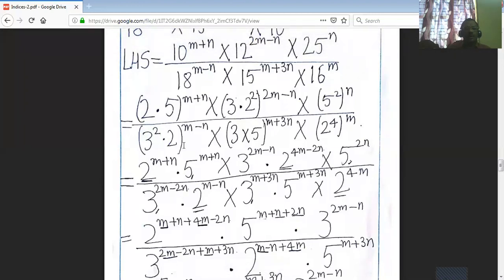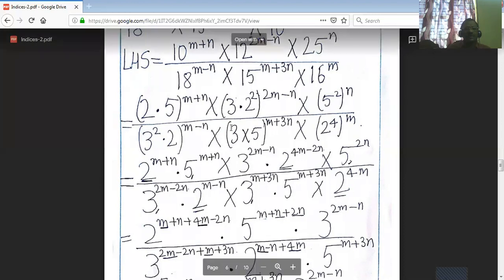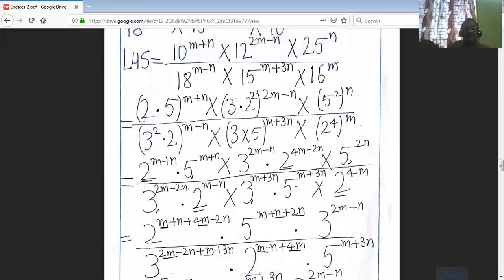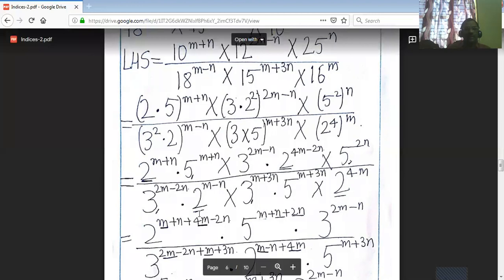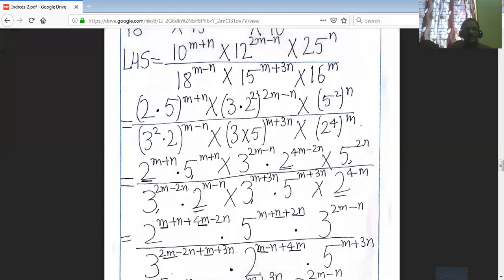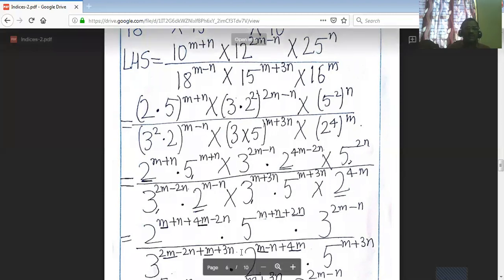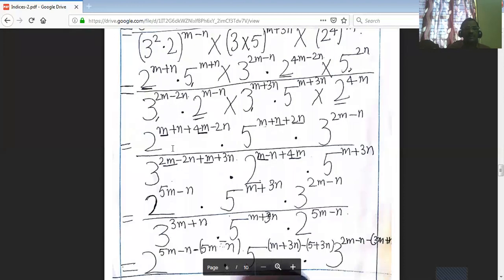Again 2 to the power of, look at this, m minus n. 3 into 5, again 3 to the power of m plus 3n, and 5 to the power of m plus 3n, 2 to the power of 4m. And we are having a lot of m and n values. Be careful. Take all m one side, all n one side, and even try to have the common bases, identical bases, and then it is easy for us to simplify.